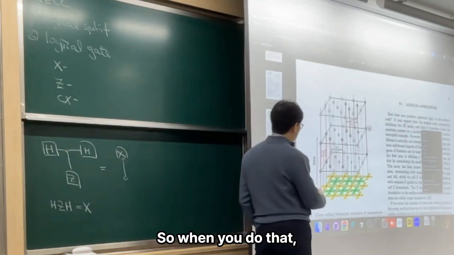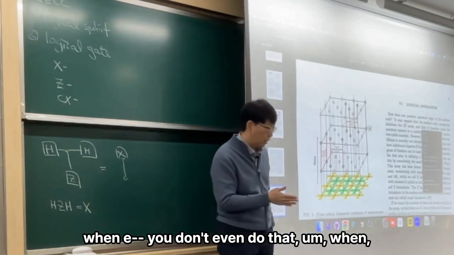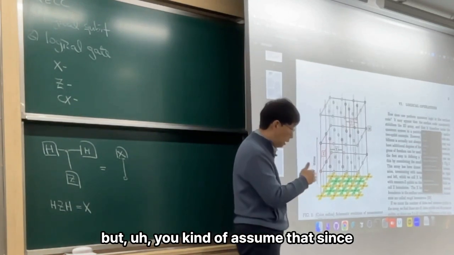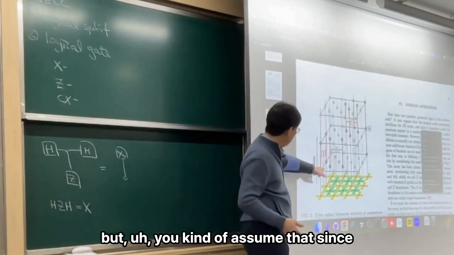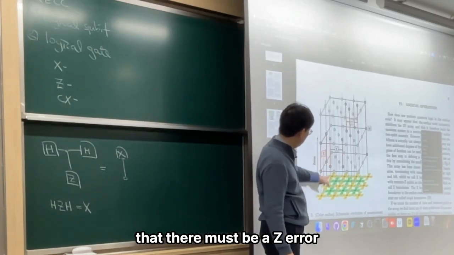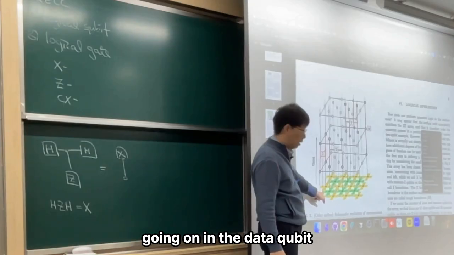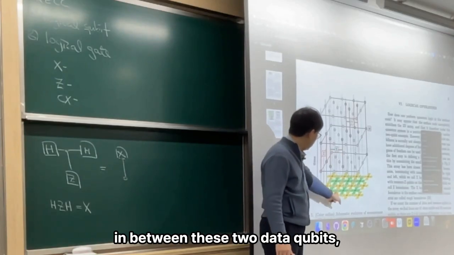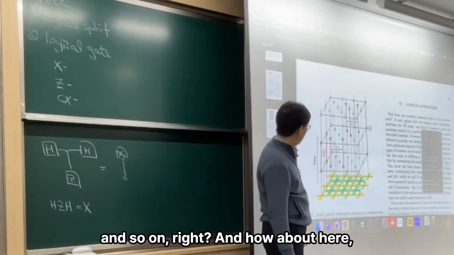Okay, so when you do the surface code, you kind of assume that since we have a change in these two stabilizers, you guess that there must be a Z error going on in the data qubit and an X error going on in between these two data qubits, and so on, right?